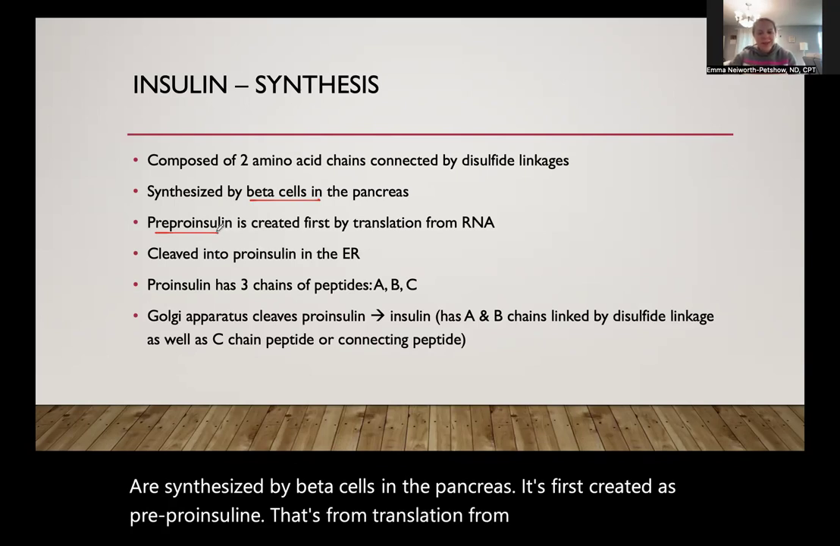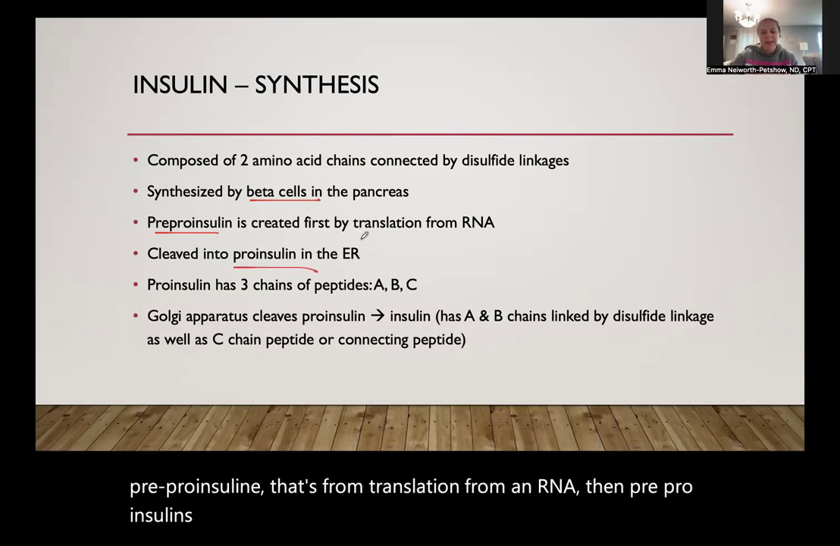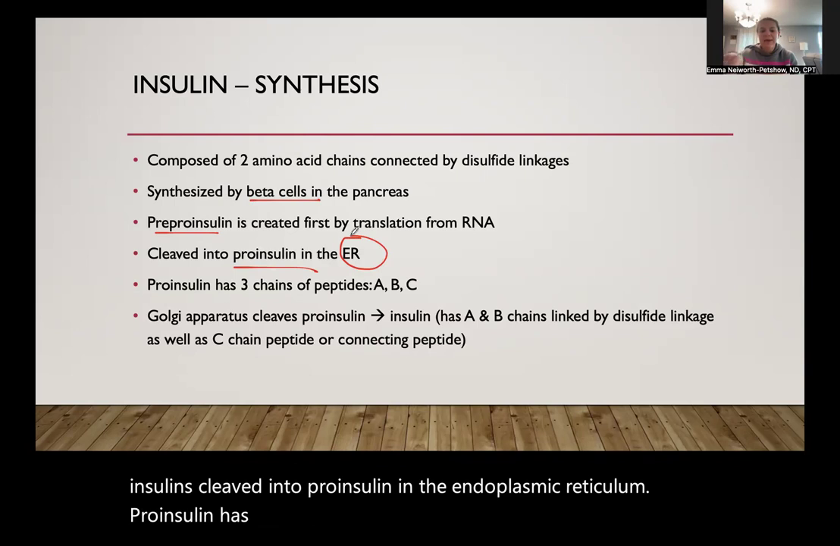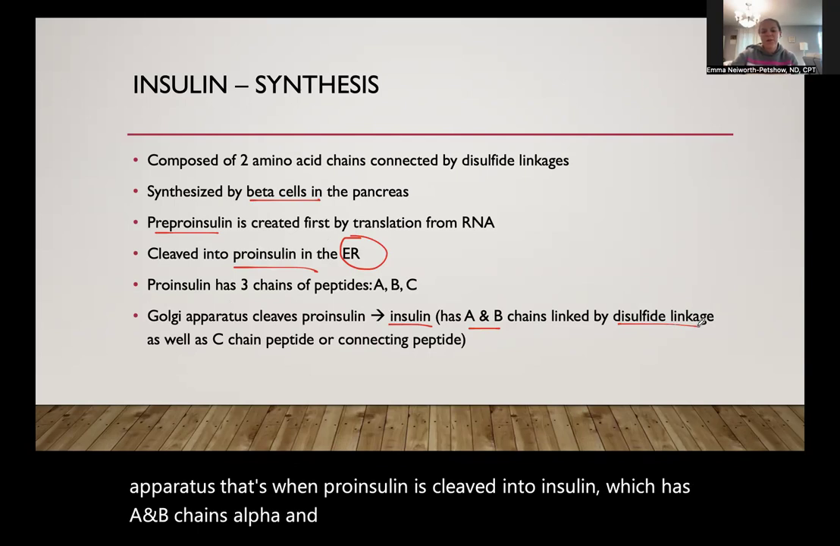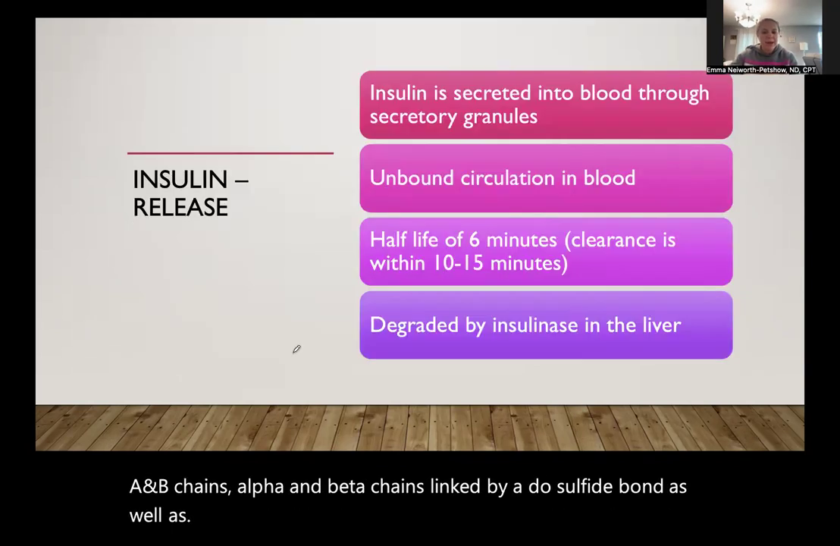Then pre-proinsulin is cleaved into proinsulin in the endoplasmic reticulum. Proinsulin has three peptide chains, A, B, and C. And in the Golgi apparatus, that's when proinsulin is cleaved into insulin, which has A and B chains, or alpha and beta chains, linked by a disulfide bond, as well as C chain peptide or a connecting peptide.